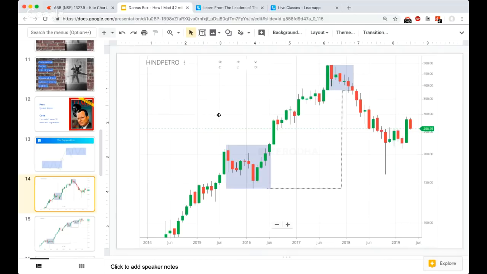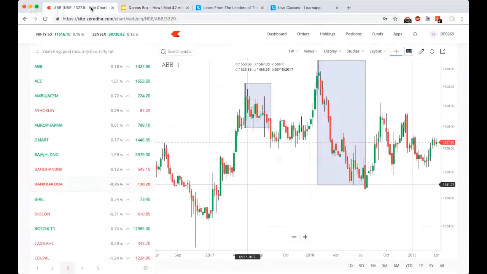So this is Hind Petro, and I'm taking all old data, right? So 2 years old from 2016, 17. And I'll also show something later on, but this is a good example. This is your box. You don't need to make this box. The box will happen on its own on this chart, right? You don't need to make the box.